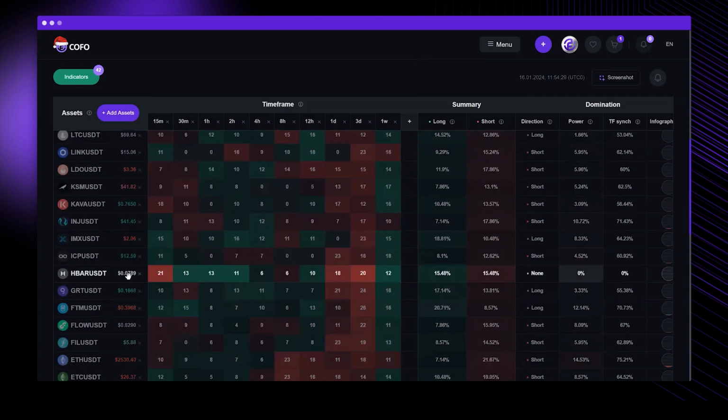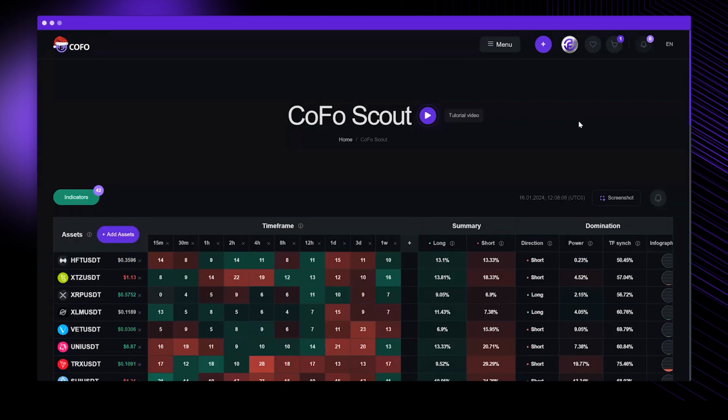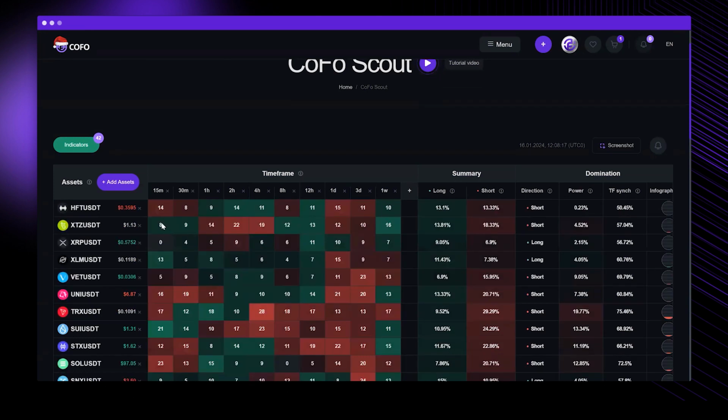We will delve into the intricacies of each pair, comprehend the factors that drive their price, and acquire the knowledge of how to apply this information to form successful trading strategies. Ready? Then let's begin. And let this review be your guide in the world of crypto trading. One of the available alternatives is utilizing CoFo Scout directly for the purpose of day trading. So let's consider the SUE asset together.